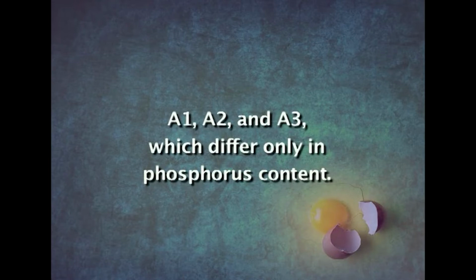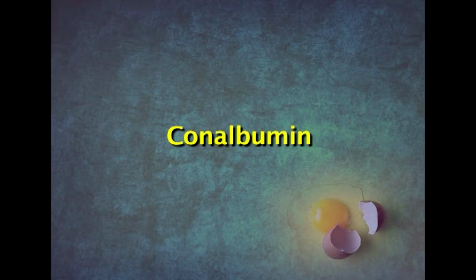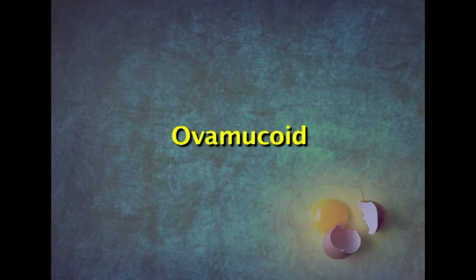Then we have the conalbumin. This constitutes about 13% of the protein of the egg albumin, and it consists of two forms, neither of which contains phosphorus nor sulfur. Now, we have ovomucoid, which is the third protein component in the egg white. It is a glycoprotein. This constitutes about 10% of the egg white proteins.